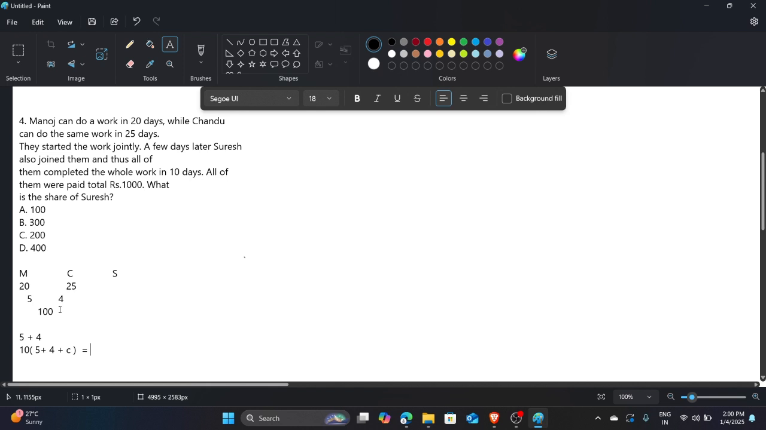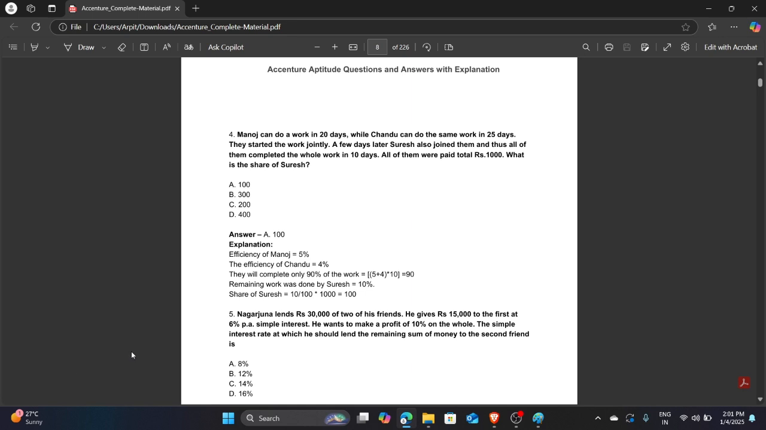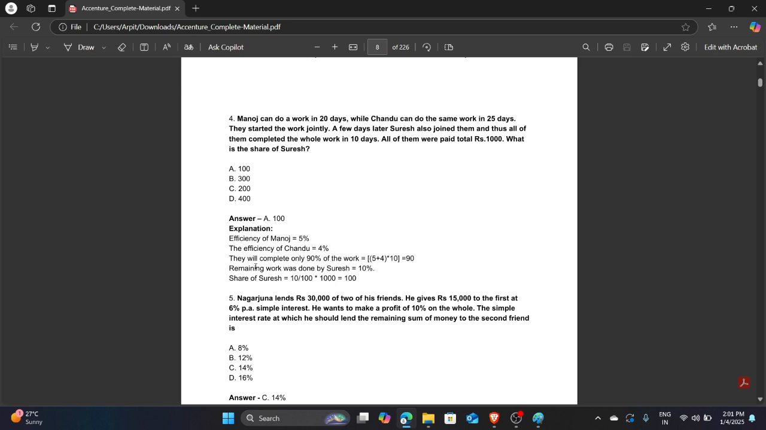So you can say that some work they had finished. One unit of work is remaining, I think. If they work for one day, I have to see the solution here. Manoj 100, the efficiency 5%, 4%. The complete work is only 90% of the work in 10 days. So shares of Suresh.